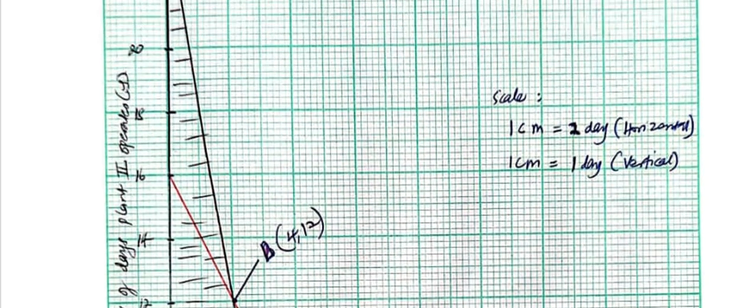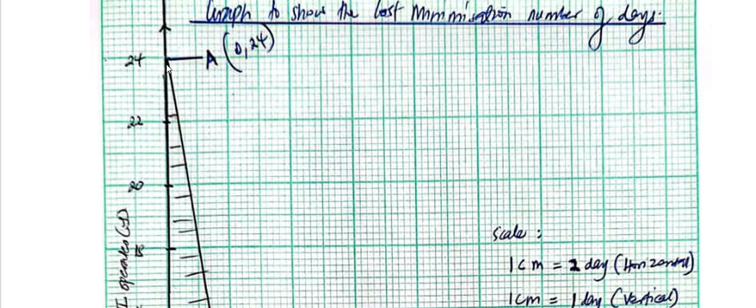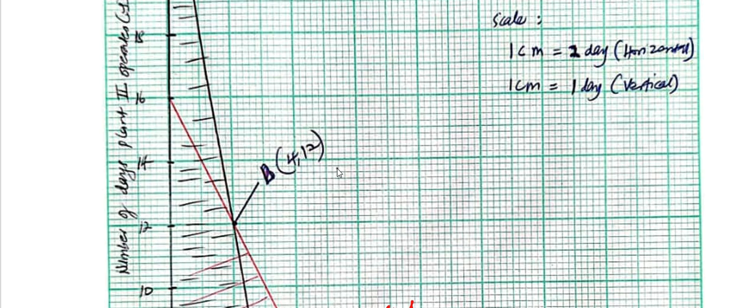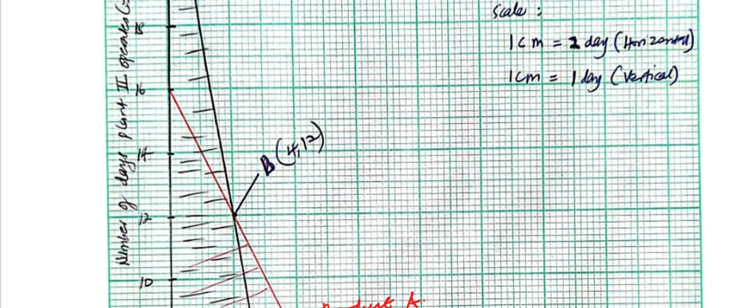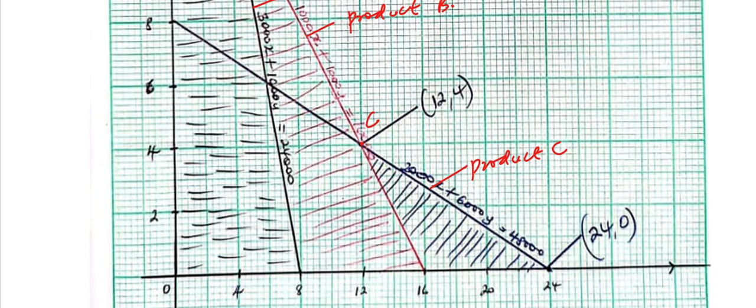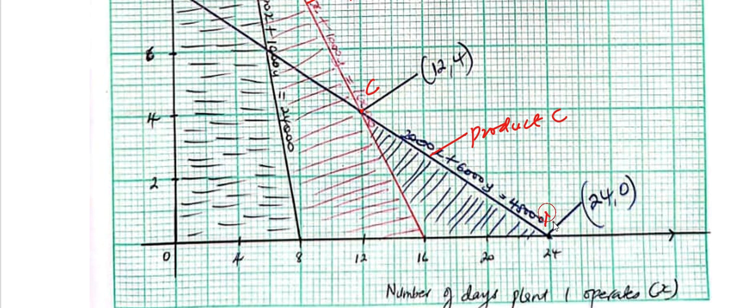So the corner points we have: I have this as my point A, and at point A you have 0x and 24y. That's the region above. Then I have point B, where we have 4x and 12y. Then this is point C, where you have 12x and 4y. Then you also have D, where we have 24x and 0y. So those are the corner points of the feasible region.